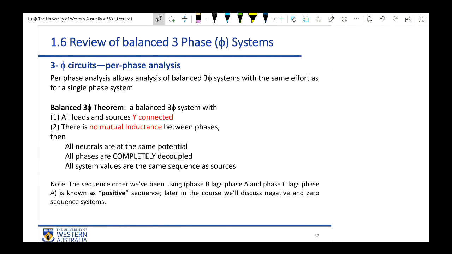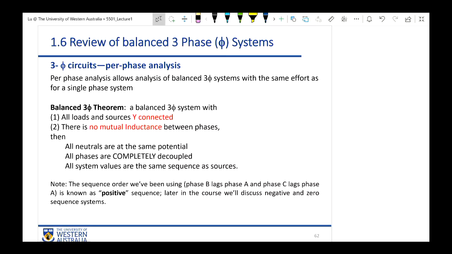So now, next one, per phase analysis. Per phase means one single phase. Why do we need this? This analysis methodology is based on the fact that we are going to focus on balanced systems only. If the system is unbalanced, we are not able to use this methodology. But in this unit, and also in many real-world practical cases, the systems are always balanced.